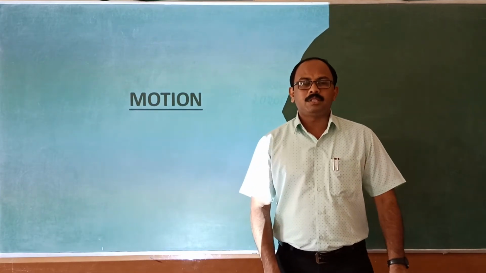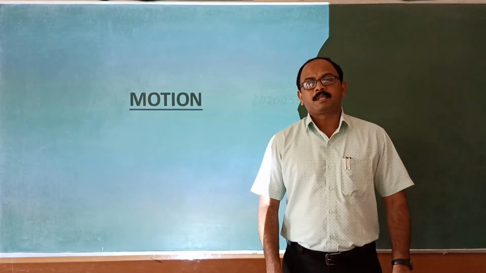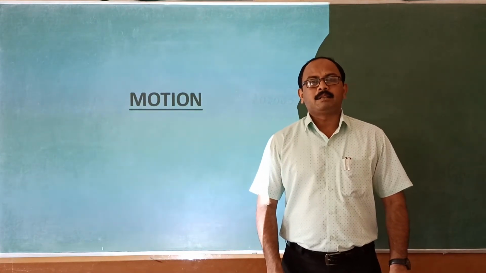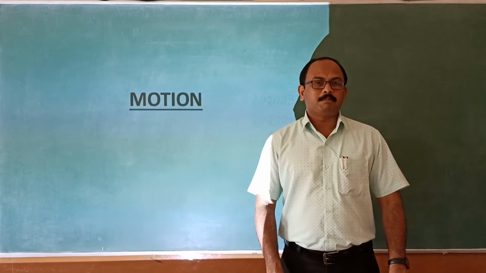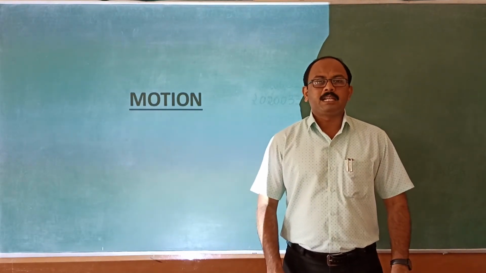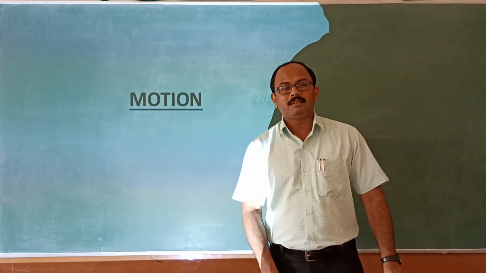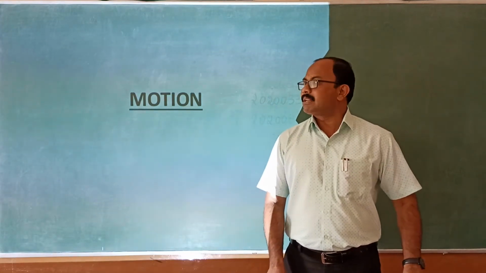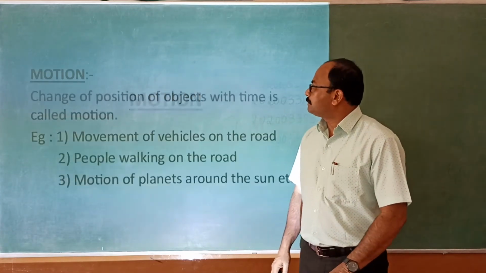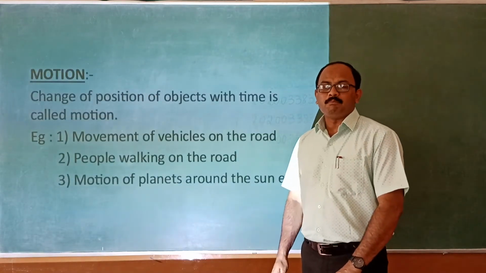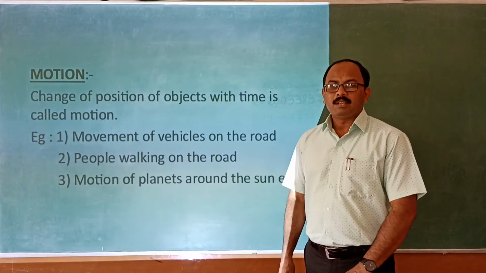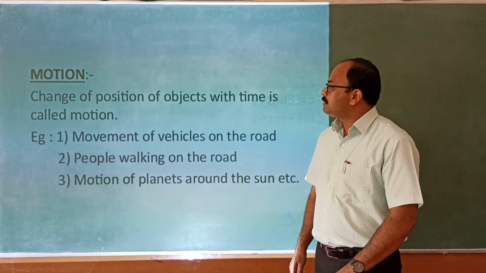In our previous sessions, we have discussed some of the concepts like motion, the types of motion, examples of those, distance, displacement, speed, velocity, etc. Children, quickly we will revise what has been done in our previous sessions. To begin with, the definition of motion. Change of position of objects with time is known as motion.